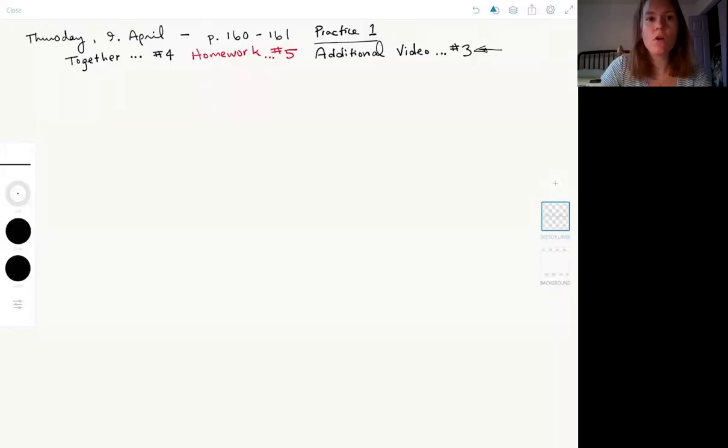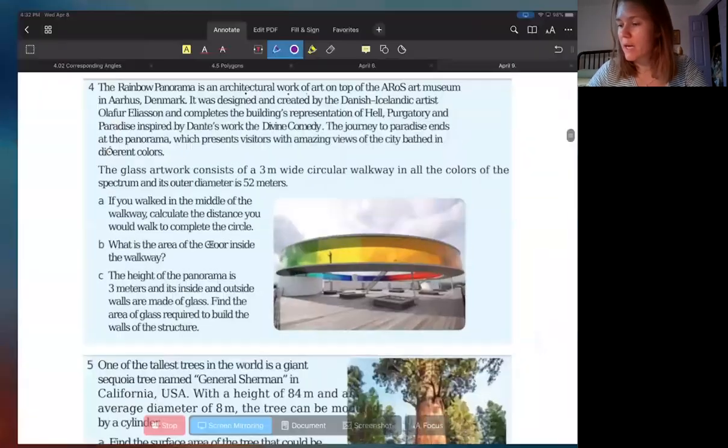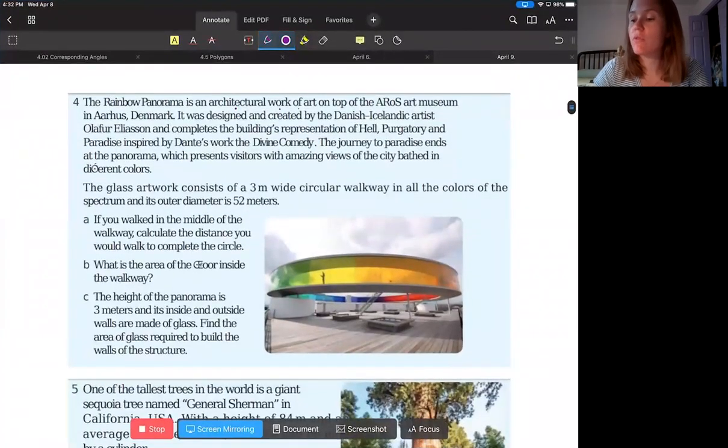Okay, hey guys, so today we are doing number 4 from practice 1 on page 160 and 161. We're going to do this one together. Your homework tonight is to complete number 5, okay? I will create another video with number 3 if you want a little bit more support. But let's start by taking a look at question number 4.